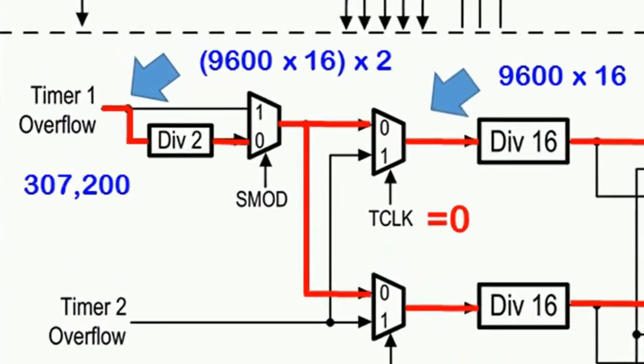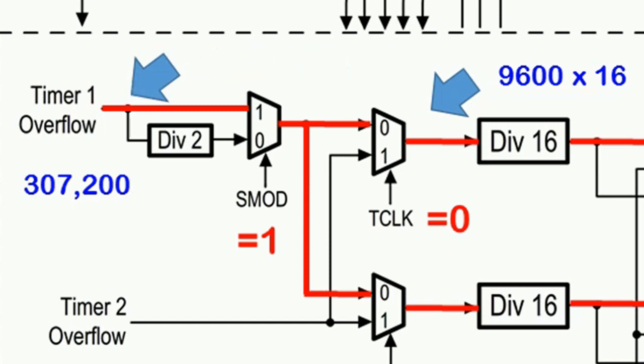If SMODE is set to 1, this would be the clock path. The clock rate needed here would be just 9600 times 16. And the timer overflow rate would become 153,600.